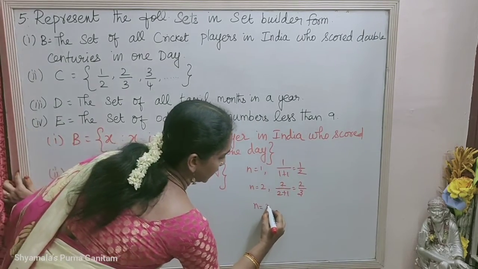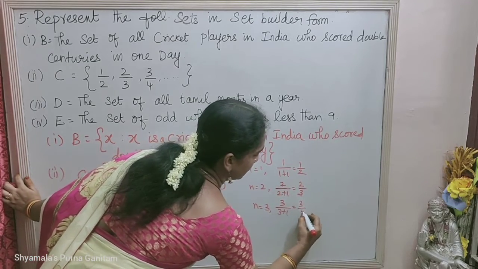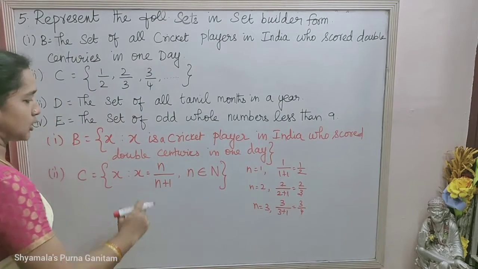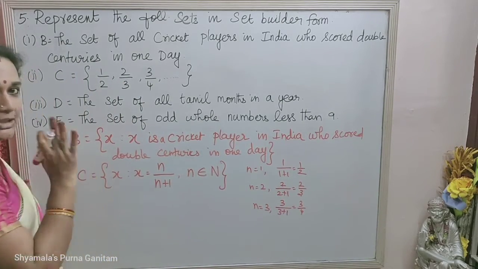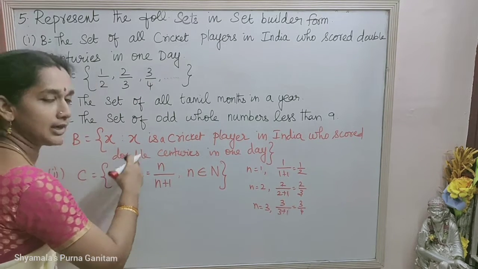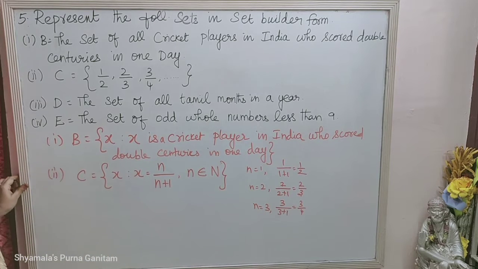Then n is equal to 3. That means 3 by 3 plus 1. So this is 3 by 4. Like that it will be going on. So like that you have to frame a condition. For whatever number is given, you have to frame a condition. This is one type of condition that I have framed. Anything can be framed. Okay.